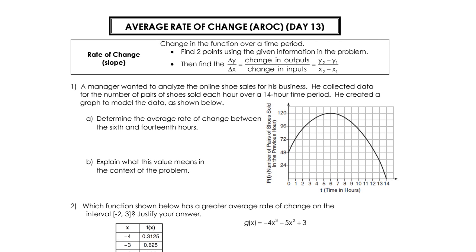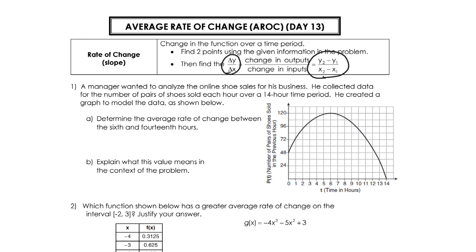All right, guys, we're on Unit 5. This is day 13. We're going to talk about average rate of change, abbreviated AROC. Average rate of change, guys, is the same thing as our slope formula, if you remember from Algebra 1 or from geometry from last year. All slope is change in y over change in x, also known as the change in outputs over the change in inputs, better known as y2 minus y1 over x2 minus x1.